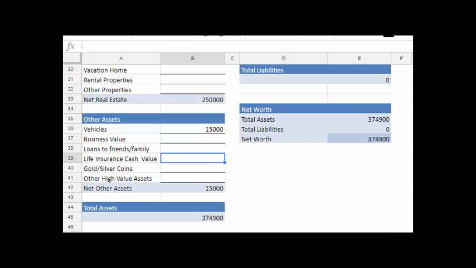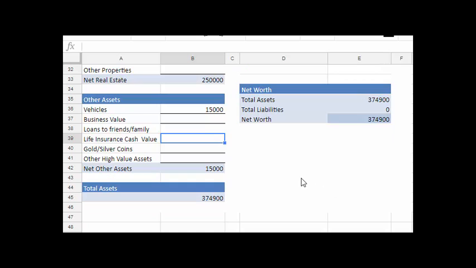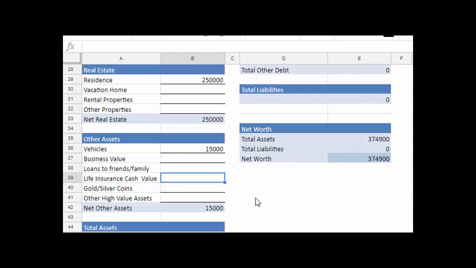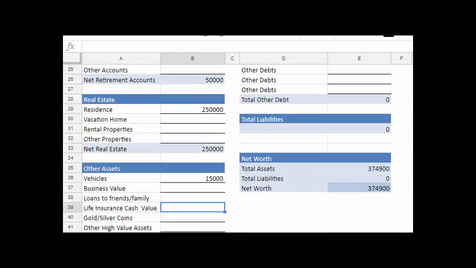Again, we don't want to put all your stuff in here that's part of your house and all that kind of junk, mainly because those things aren't helping you to build wealth over time. And then at the bottom, you will see a total for our assets. So in this case, it's $374,900. And the majority of that, of course, is our home.